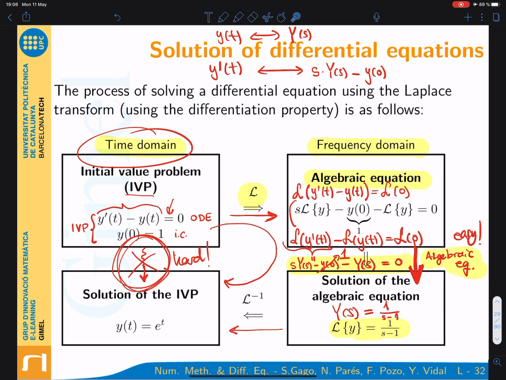The only thing that will increase in difficulty is going backwards, okay? I think that the Laplace transform will almost always be pretty easy to compute. The algebraic equation will almost always be very easy to solve, just isolating Y(s). And the only part that can be a little bit tricky is the inverse Laplace transform, so going back to the time domain.